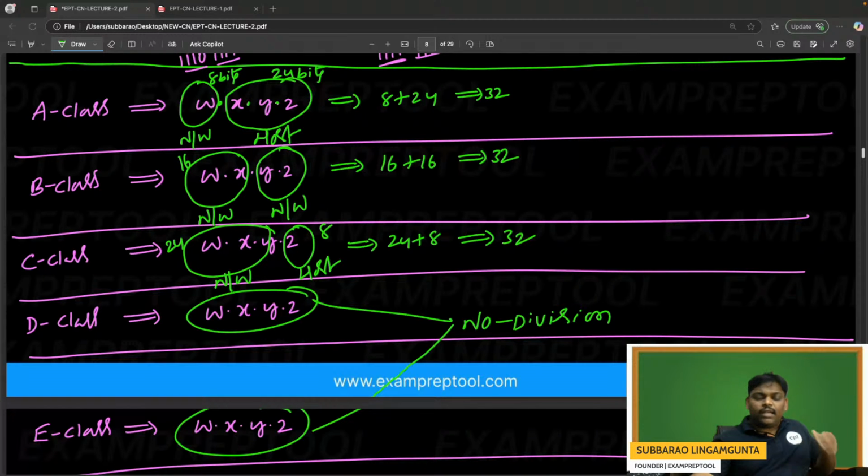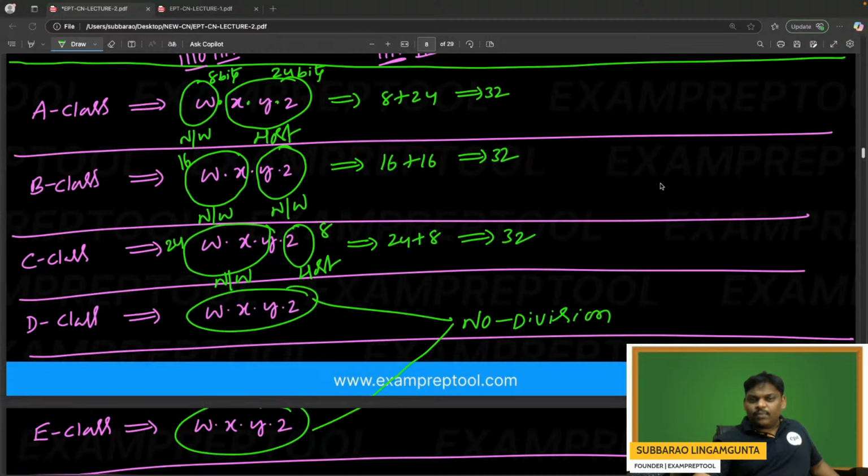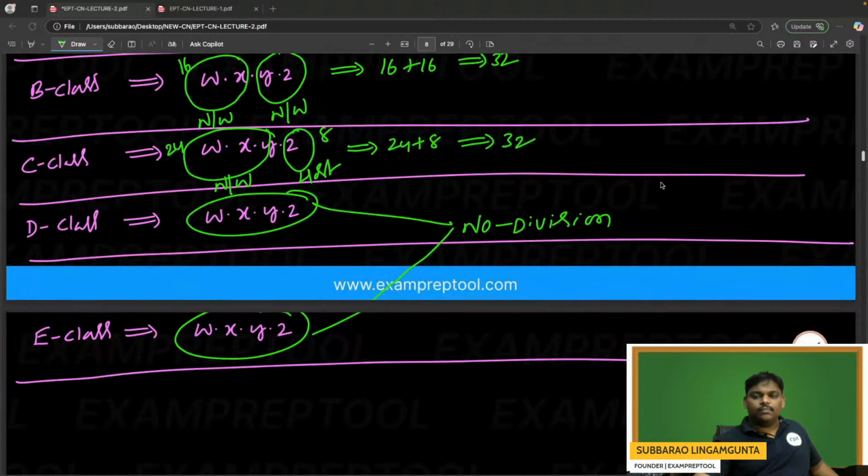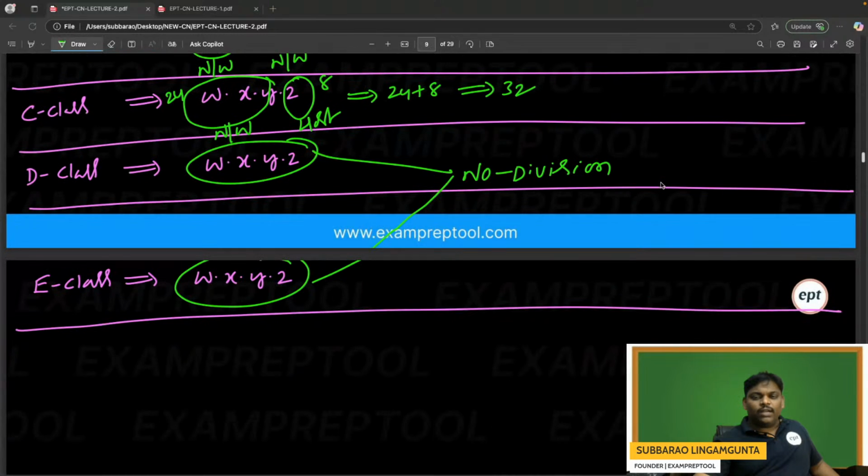Now it is the correct time to ask you. In which class is the host part less? Can everyone help me? I am expecting an answer from everyone. In which class is the host part less? Everyone try to understand.